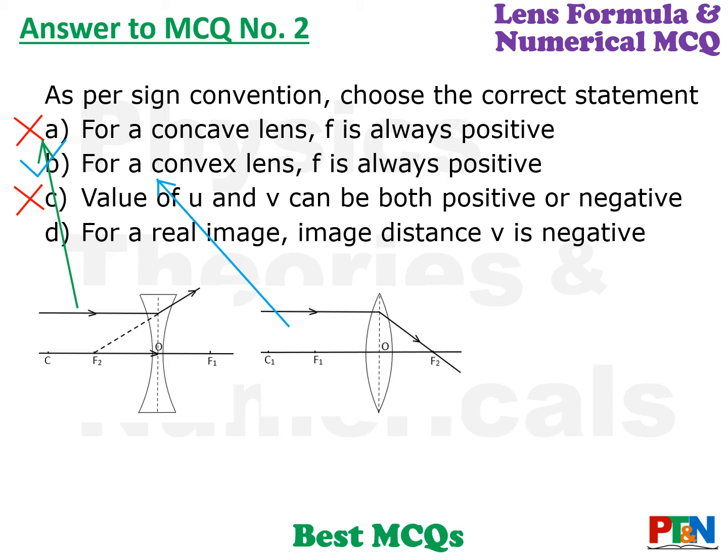Option C. Value of U cannot be positive. It has to be always negative. We have just seen in the past MCQ. In the previous MCQ we have discussed. The value of U has to be always negative. So option C is wrong.